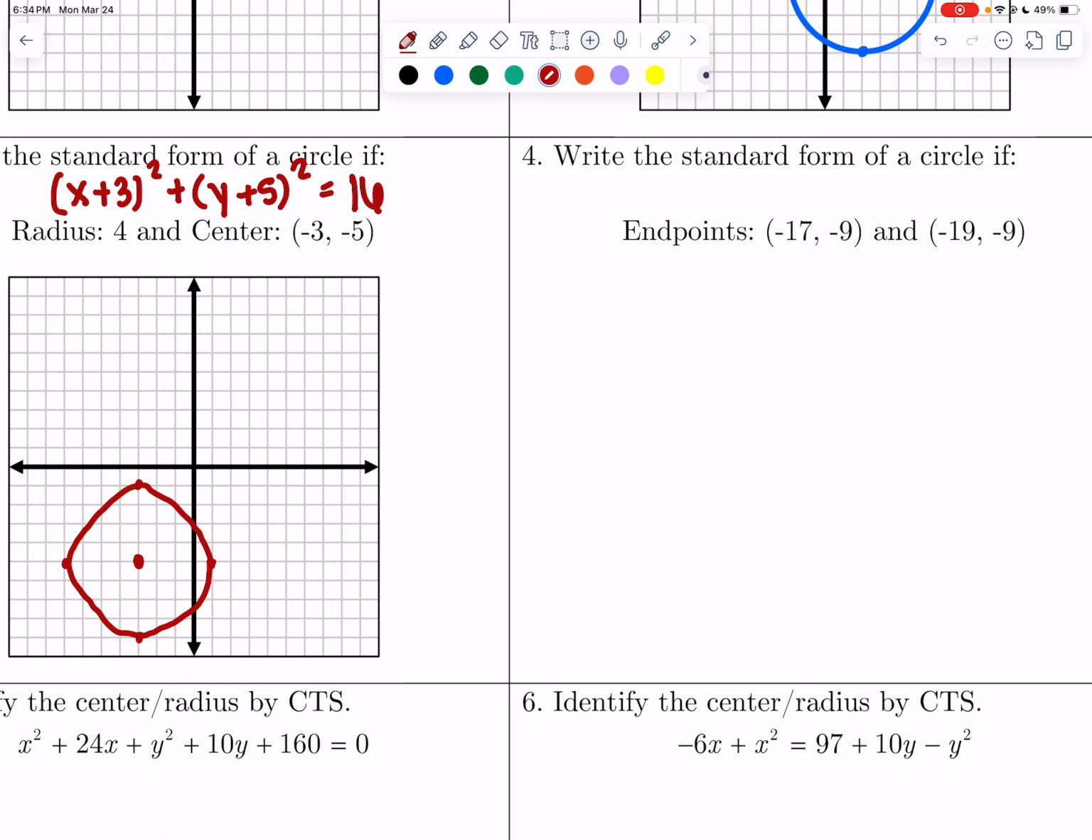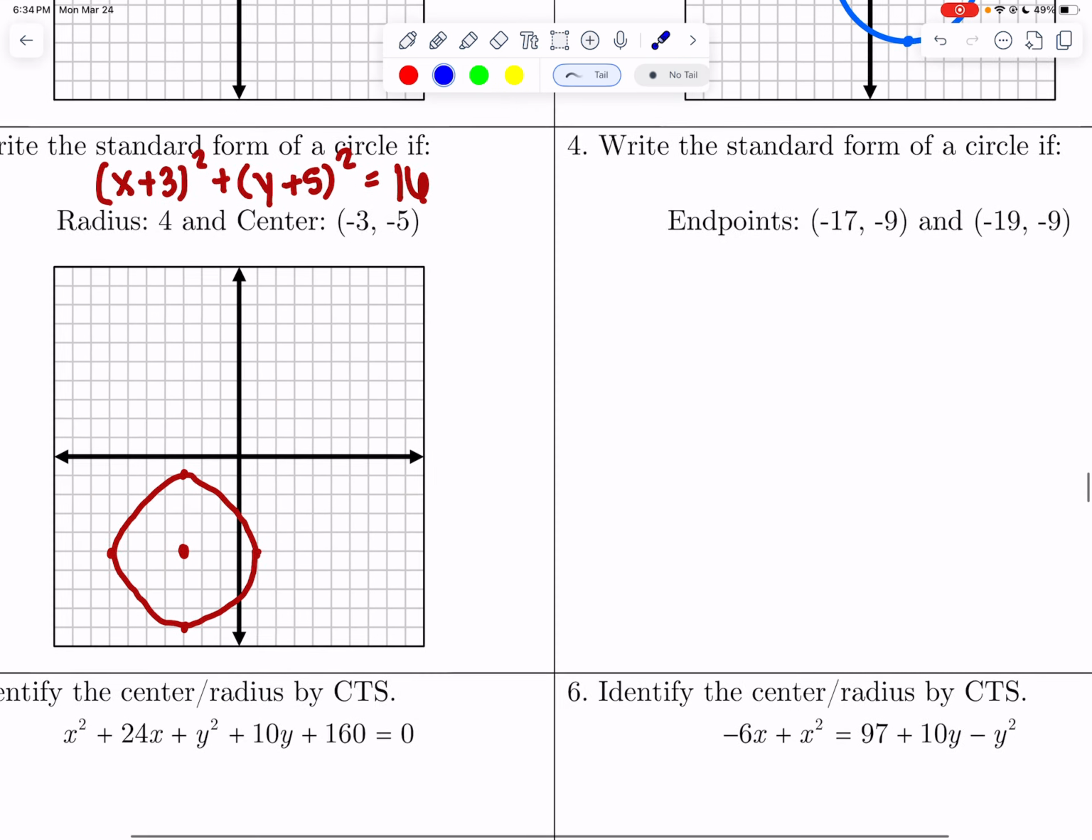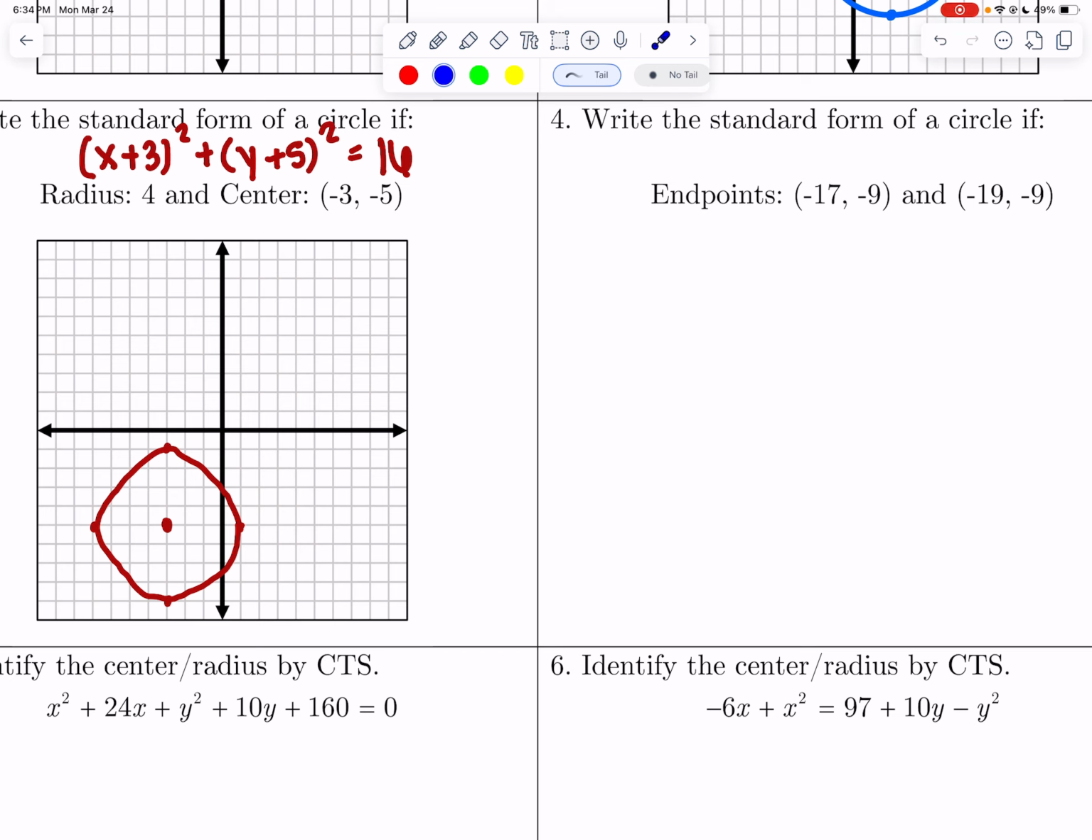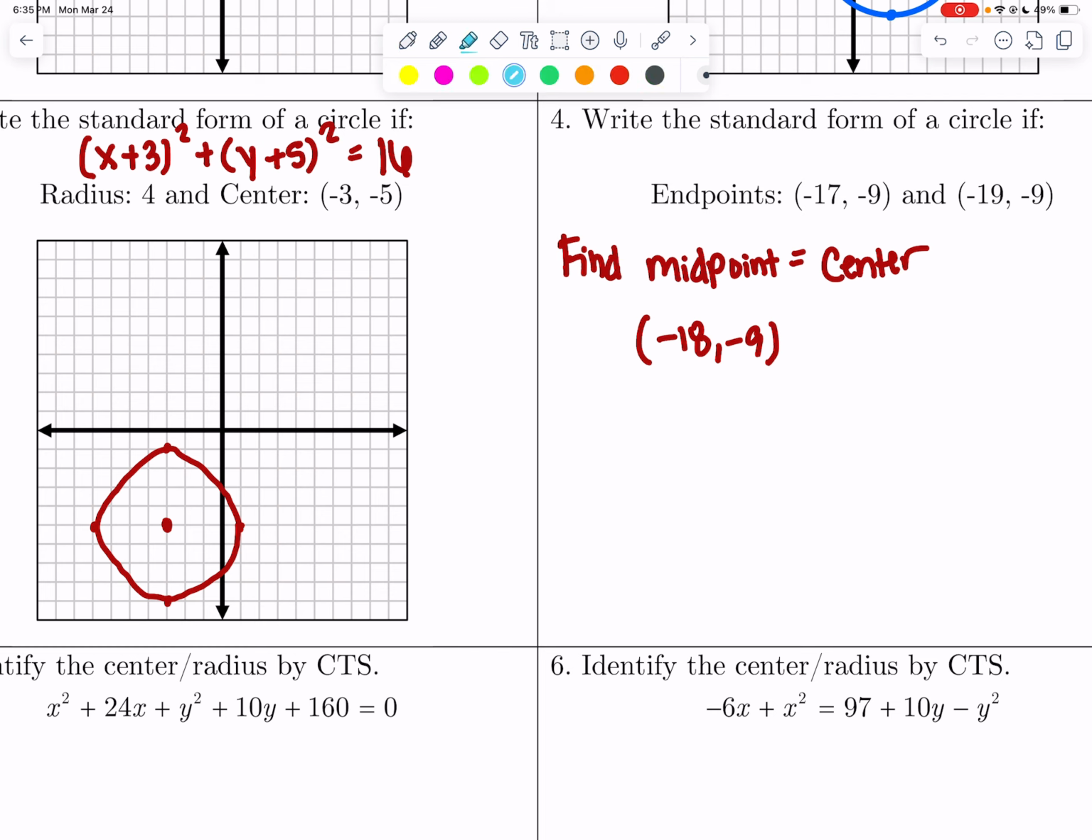For number 4, we want to write in standard form of a circle if we are given that the endpoints are (-17, 9) and (-19, 9). So let's say that (-17, 9) is this endpoint right here. And let's say that (-19, 9) is this endpoint right here. Essentially, because we were given 2 endpoints, we could find the midpoint, and that's going to represent my center. So we're going to find the midpoint. In this case, my midpoint is going to be (-18, 9). So I'm going to add these 2, divide by 2. Add these 2, divide by 2. That's how I get (-18, 9).